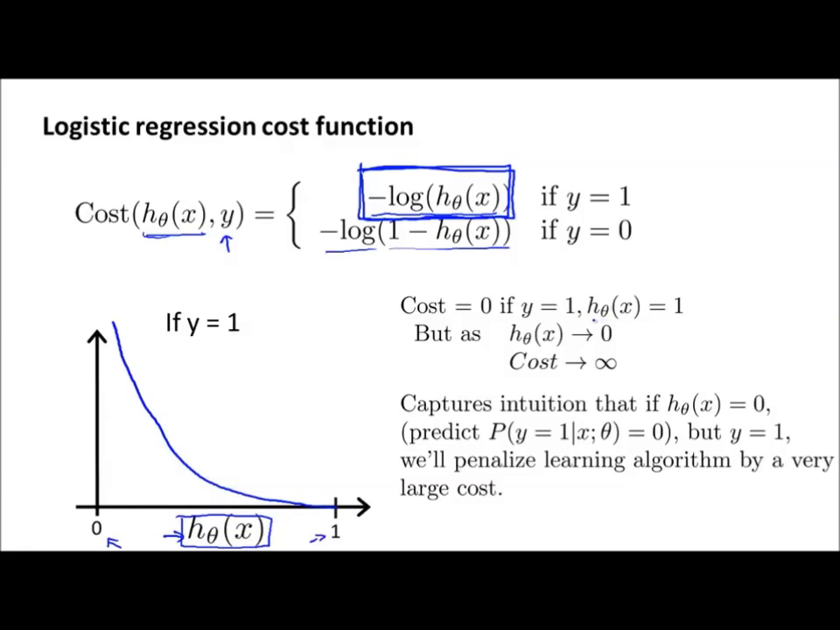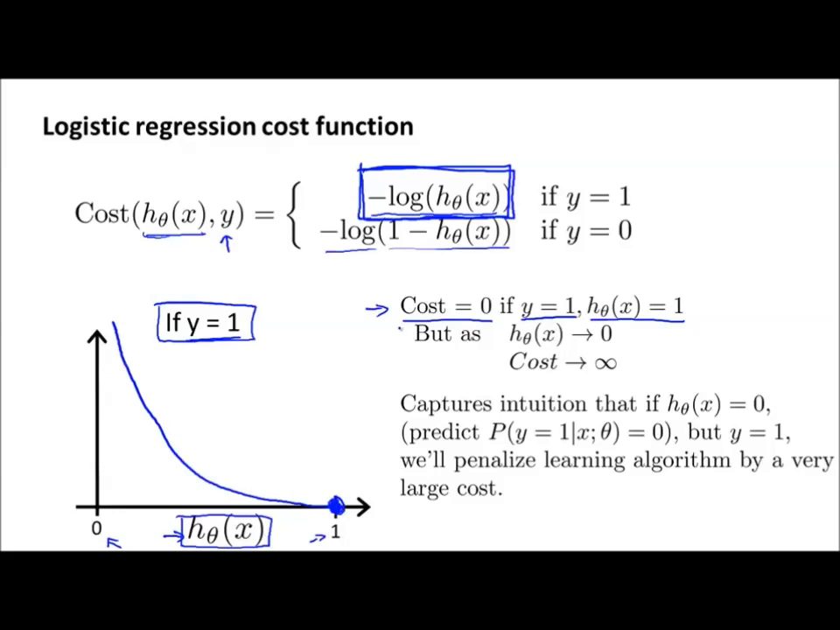First, notice that if h of x equals 1, if the hypothesis predicts that y is equal to 1, and if indeed y is equal to 1, then the cost is equal to 0. That corresponds to this point down here, right? If h of x is equal to 1, and we're only considering the case that y equals 1 here, then the cost is down here, equal to 0, and that's what we'd like it to be, because if we correctly predict the output y, then the cost is 0.